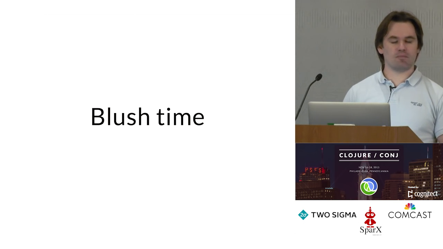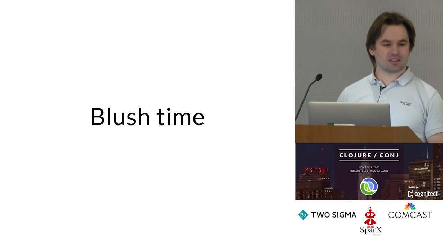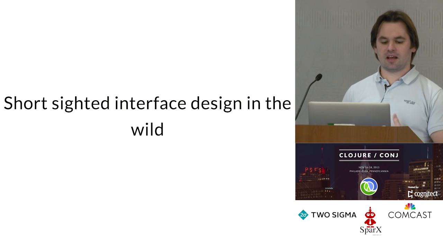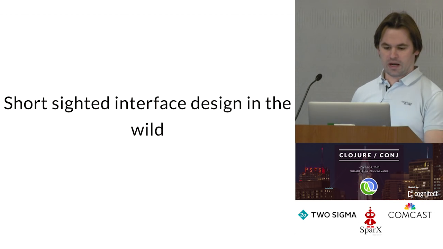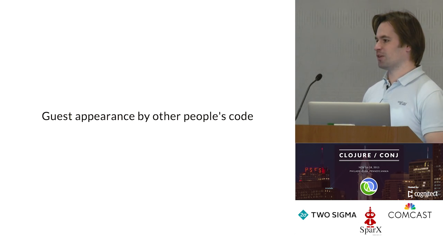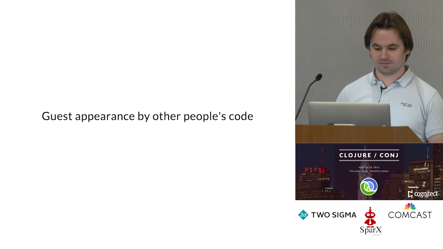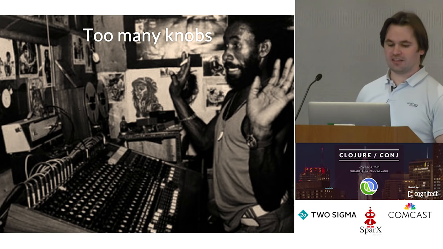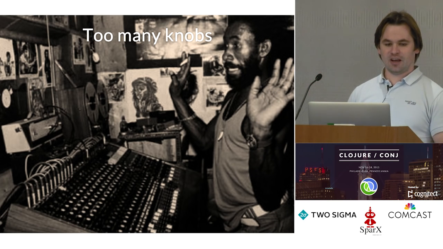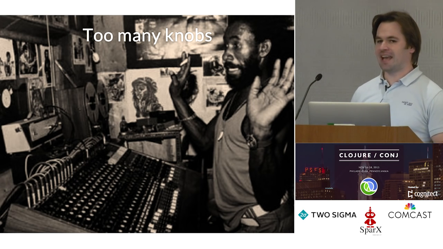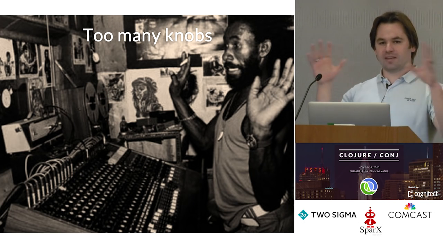So now comes the embarrassing part with actual code examples. I will show samples of short-sighted interface design in the wild, starring my code, and we have some guest appearances by other people's code, fully anonymized due to legal issues. So that's one case of failures, which I call too many knobs. When your application interface has too many knobs, people hesitate to use it and are scared by the vast number of choices.